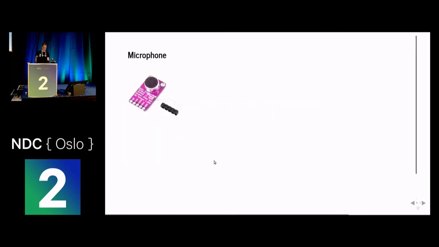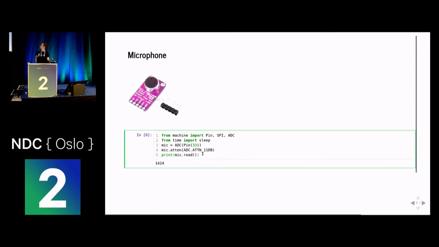There's a microphone here, and the microphone is situated below the screen. All of these components are very cheap, I just have to mention. So if you just go and buy stuff, you can put them together in interesting ways and make cool stuff. So we're just going to instantiate it. This is an analog to digital conversion. There's an analog sound signal, and we're converting it into digital. And now let's just read a value.